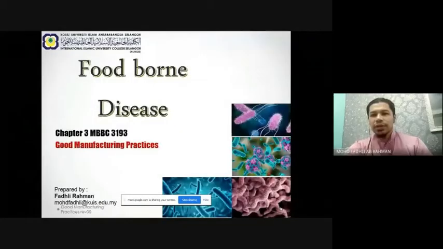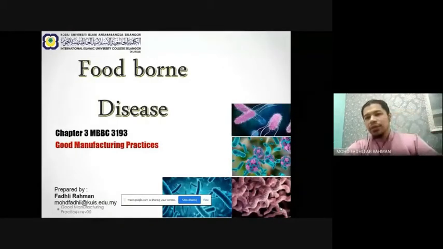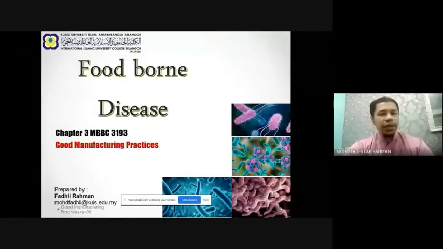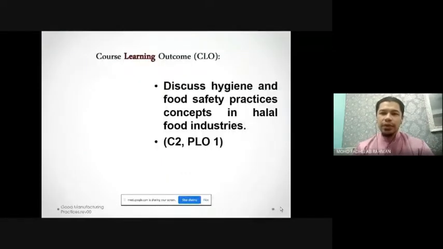So hari ni kita masuk berkaitan dengan food-borne disease. Food-borne disease, chapter 3. Ataupun dalam bahasa Melayunya ialah penyakit bawaan makanan. Penyakit bawaan makanan. So sama seperti mana chapter 1 and chapter 2.